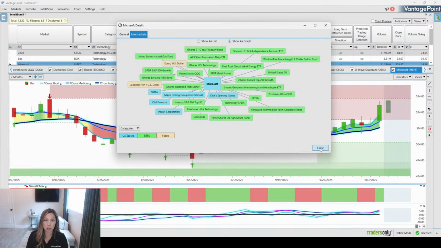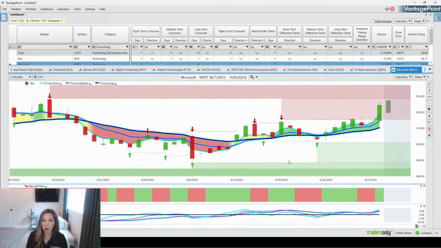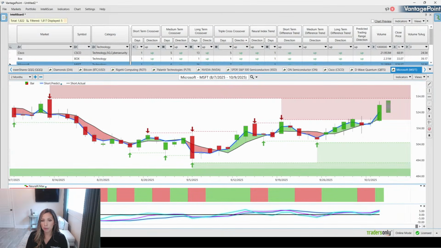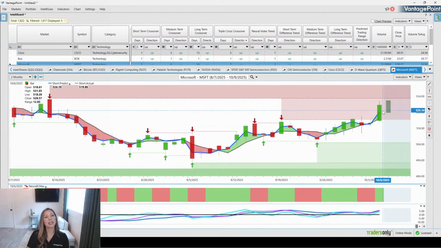But VantagePoint's been doing this for a long time. And this intermarket analysis is really what powers the AI here in VantagePoint. So as we can see with Microsoft, now that you know the deep dive behind there, you can see Microsoft pulled back, and then we have this bump up here on the short-term crossover, which tells us that we're in a strong bullish trend, but we had a bit of a pullback, and now we're expected to continue. So, when price sometimes gets overextended, it tends to pull back.